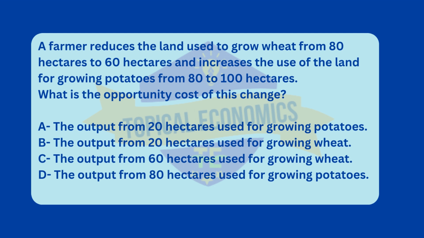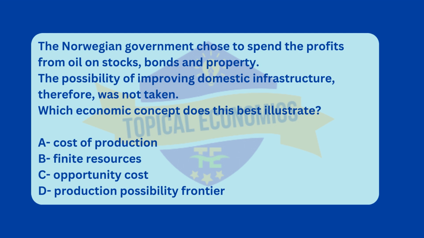Lastly, option D. The output from 80 hectares used for growing potatoes is incorrect, because the farmer does not have 80 hectares for potatoes. The land used for potatoes increases from 80 to 100 hectares, so the total land for potatoes is 100 hectares, not 80. The opportunity cost focuses on what the farmer gave up, which in this case is the wheat produced on 20 hectares of land. Moving to the 13th question.